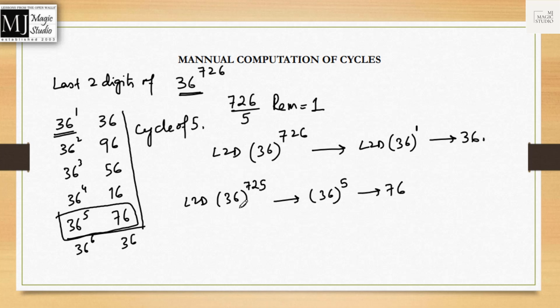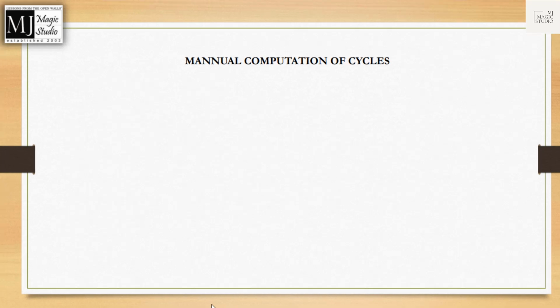So for the last two digits of 36 to the power 725, or any power where remainder is 0, we would be looking out for power 5. Or else whatever remainder you get, you just check that. If remainder is 2, go for 36 to the power 2, and so on. So this is a summary of manual computation of the cycle; you can use it manually.